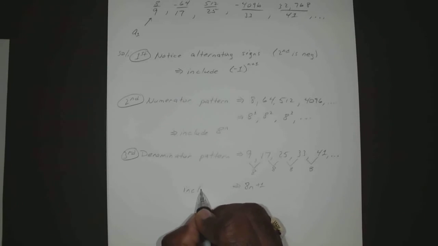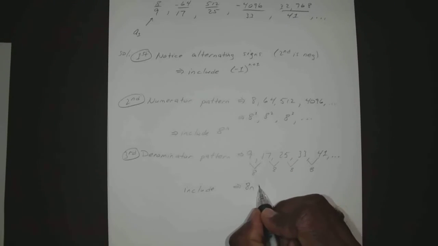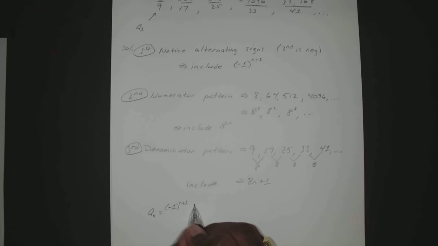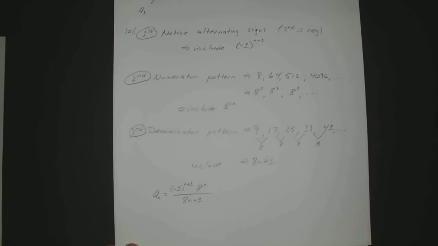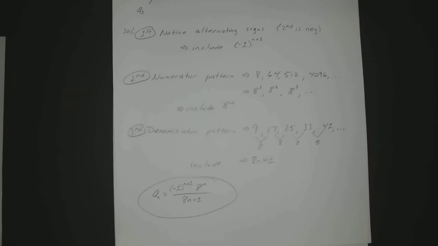Okay, so you want to include 8 times n plus 1. Okay, so we have our alternating signs, we have our numerator, and we have our denominator. So you have your negative 1 to the n plus 1 times 8 to the nth power over 8 times n plus 1, which would be our answer.